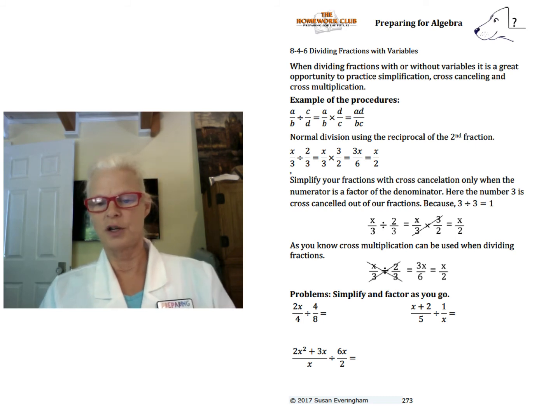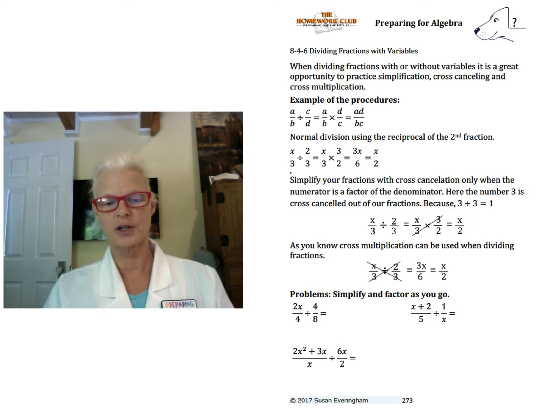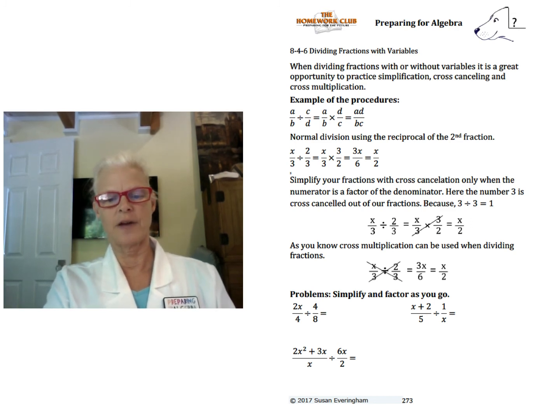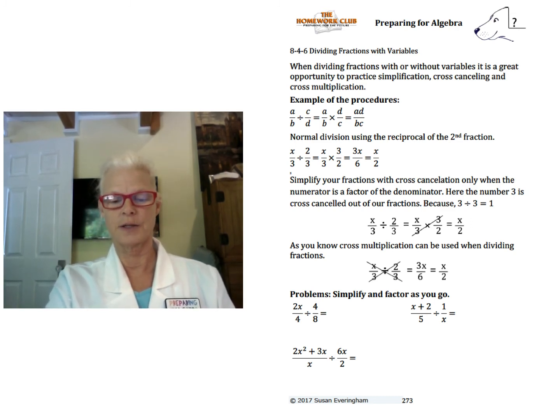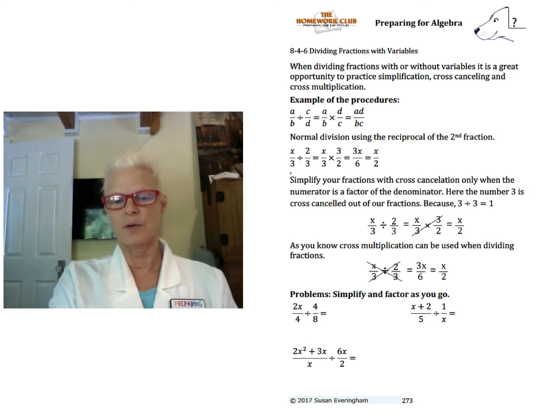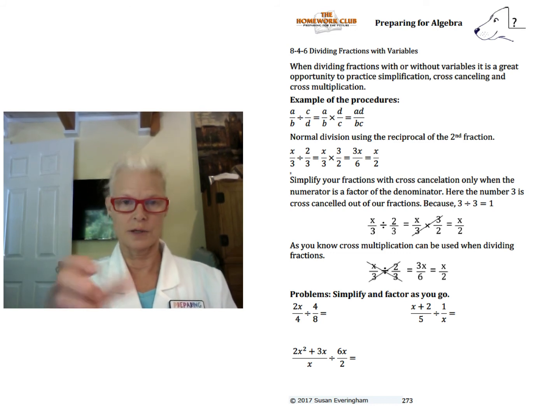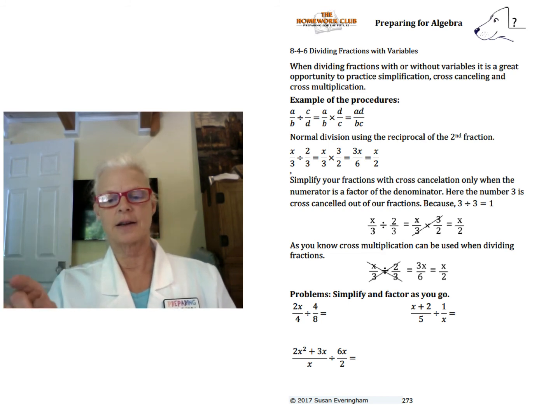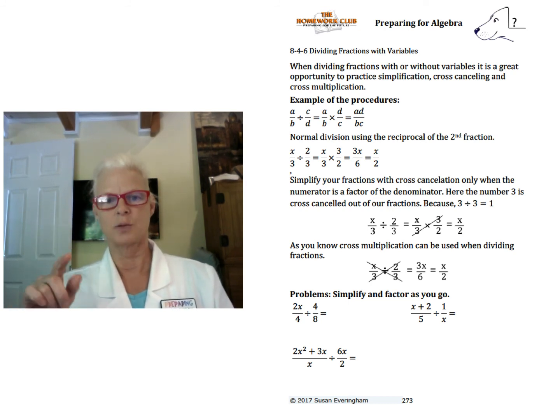Now, normal division using the reciprocal of the second fraction, in this next example, we have x over 3 divided by 2/3. So to prove this also, you've got x thirds times the reciprocal, 3 halves, and that is 3x over 6, which is x over 2 when you start to cancel and simplify. 3/6 is 1/2. However, you can do it prior to that.